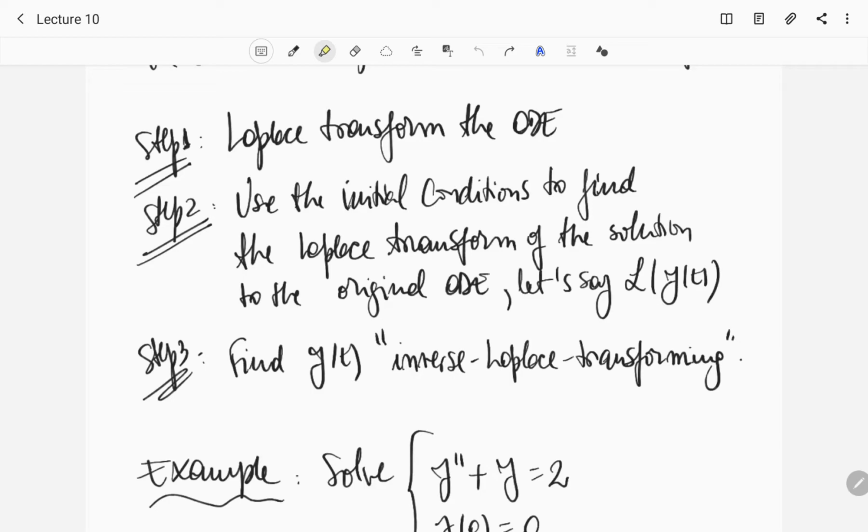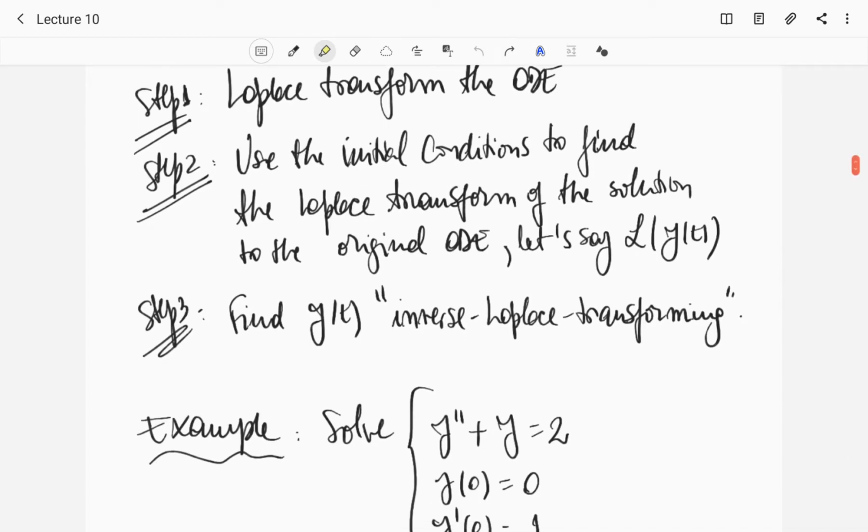And here you can see the similarity with the Fourier transform method, because it was Fourier transforming the partial differential equation, so we would change this Laplace by Fourier and this ODE by partial differential equation. Then we were using initial conditions, and we were solving the equation that we found in step 1, and then we were undoing the process, so we get the real solution and not the transformed one. So the steps are quite similar. Let's see this method in a couple of examples.